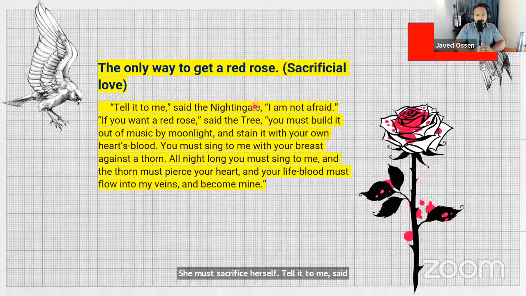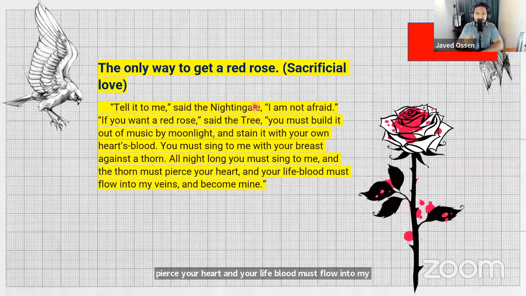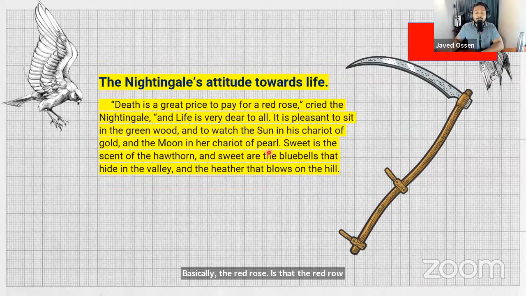Tell it to me, said the nightingale. I am not afraid. If you want a red rose, said the tree, you must build it out of music by moonlight and stain it with your own heart's blood. You must sing to me with your breast against the thorn. All night long you must sing to me, and the thorn must pierce your heart, and your life blood must flow into my veins and become mine. Basically, the red rose tree wants the nightingale to sacrifice her life. But what does the nightingale say?